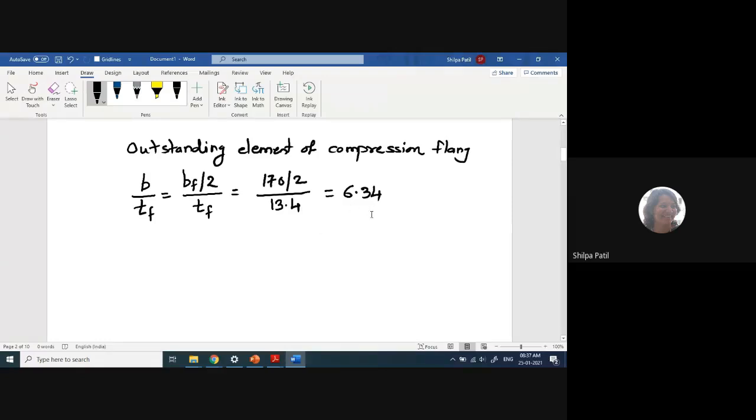So the value is coming as 6.34. It is less than 9.4 epsilon. Epsilon is equal to square root of 250 upon Fy. Our Fy value is also 250, so this value is equal to 1. So 6.34 is less than 9.4, so the flange is plastic.